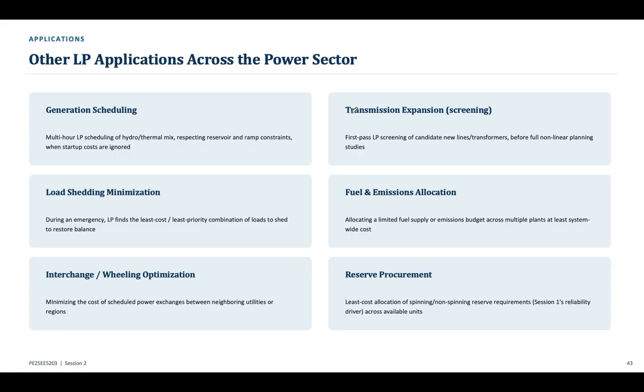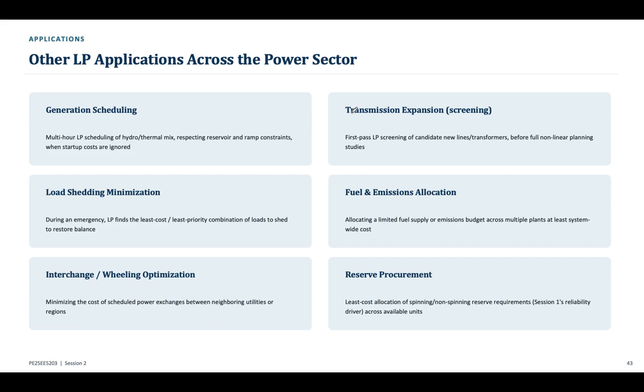Linear programming has applications throughout the power sector. The first is generation scheduling. Instead of optimizing one operating point, we can optimize generator outputs over multiple time periods while respecting limits such as ramp rates and reservoir constraints. If startup costs and other discrete decisions are ignored, many parts of the scheduling problem can be represented linearly.